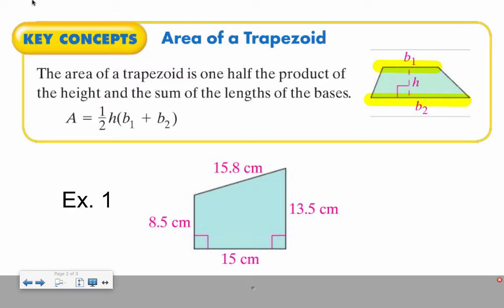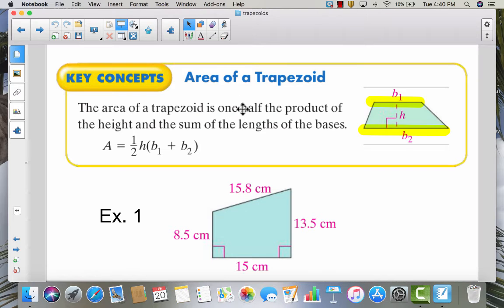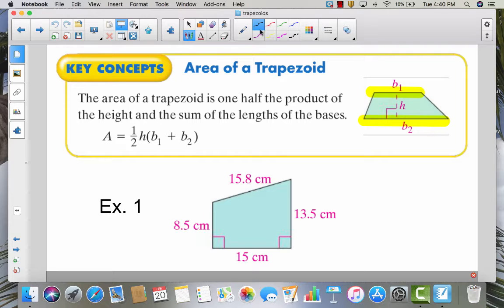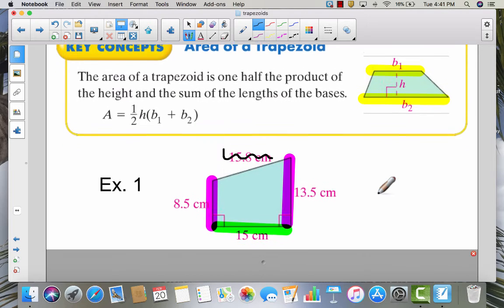So I'm going to grab a highlighter here, and the first thing I'm going to do is find my bases for this first example. And I'm looking for two sides that are parallel, so that would be this right-hand side and this left-hand side. Now, based on the fact that those are my bases, I also need to find my height. And you always want to use a line that is straight for your height. So that would leave me with the 15, which means that this 15.8 is actually extra information. You really don't even have to worry about it.